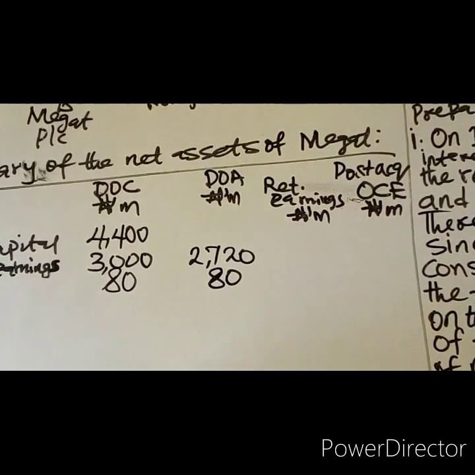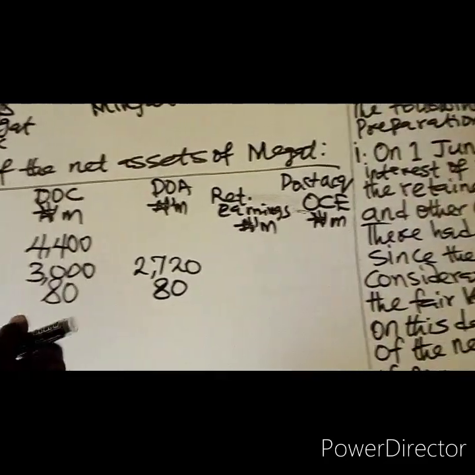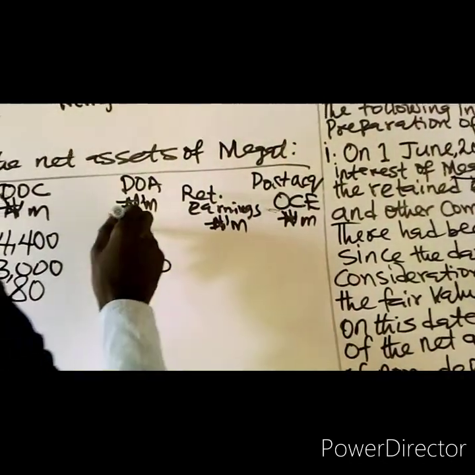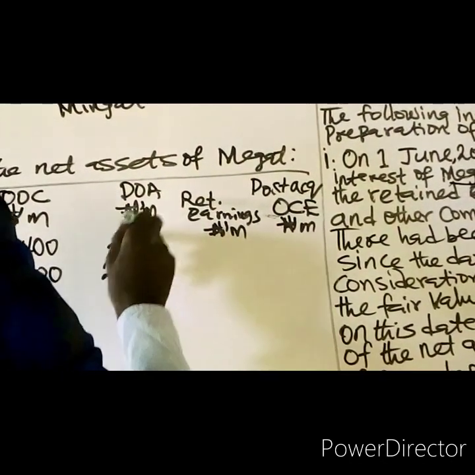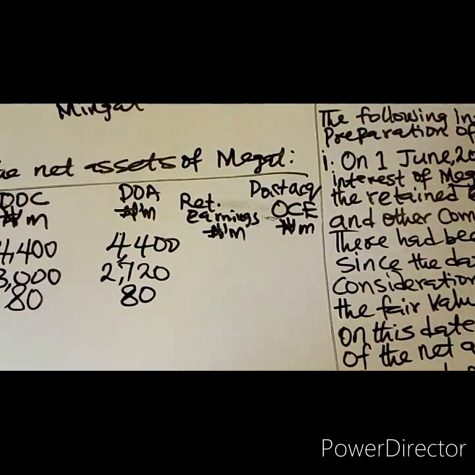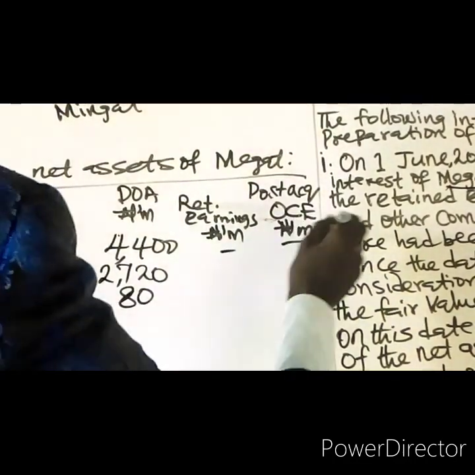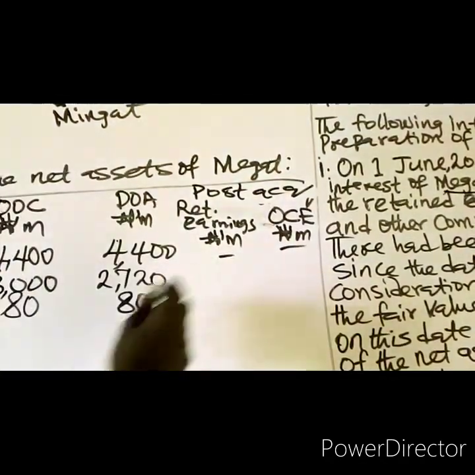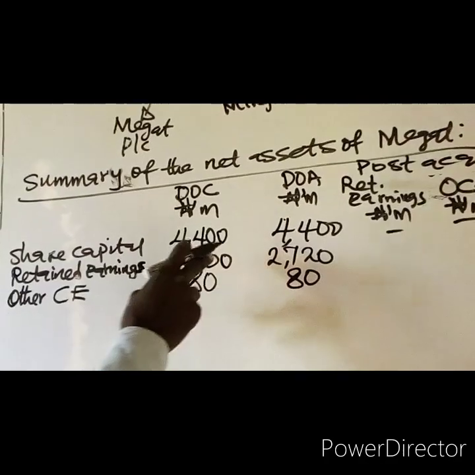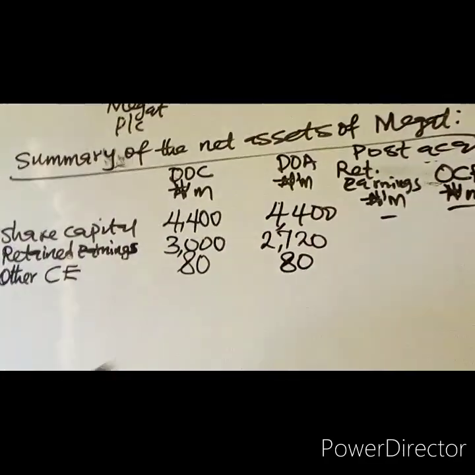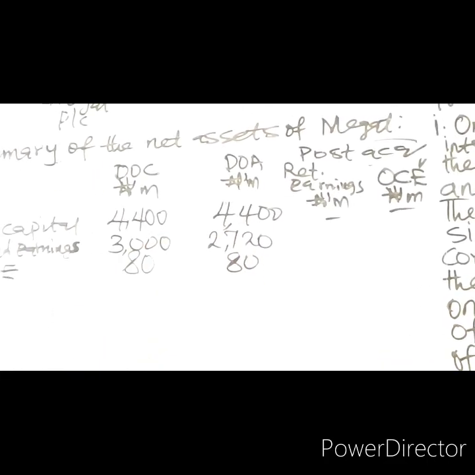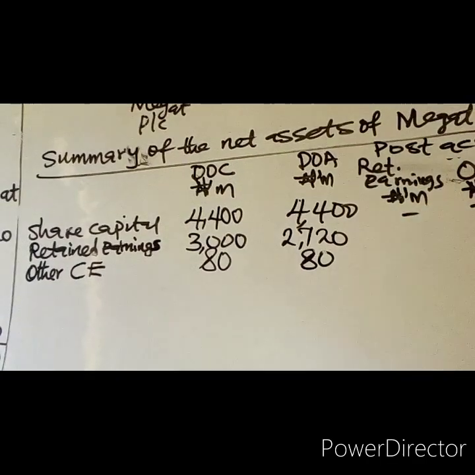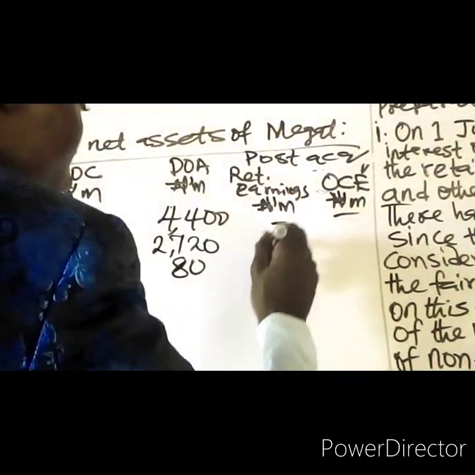Meaning that the post-acquisition retained earnings. So now, the share capital at the date of acquisition will be 4,400, since there was no issue of shares after acquisition. That means post-acquisition will be nil. Then retained earnings: we have 3,000 minus 2,720, then you have 280. The 280 is the post-acquisition retained earnings.